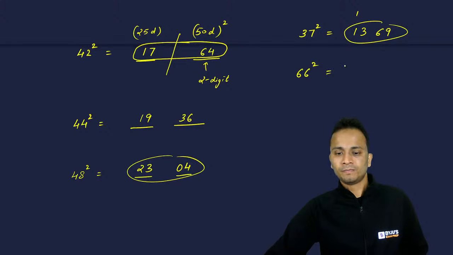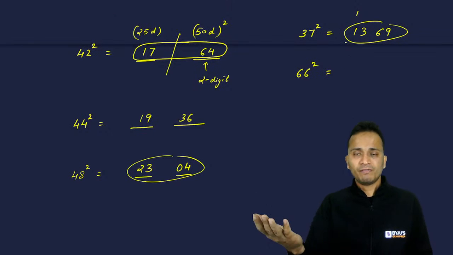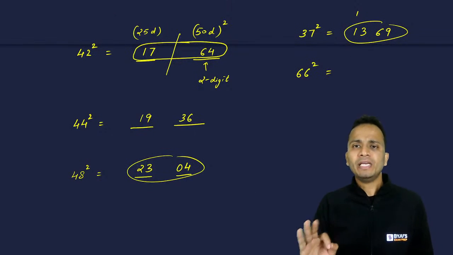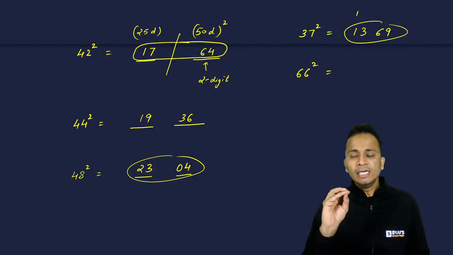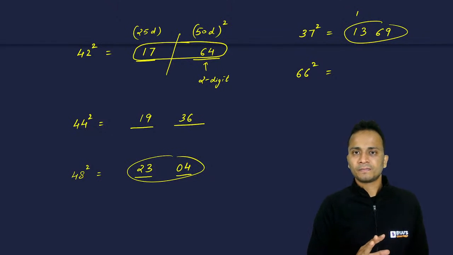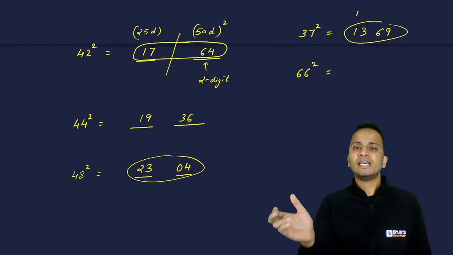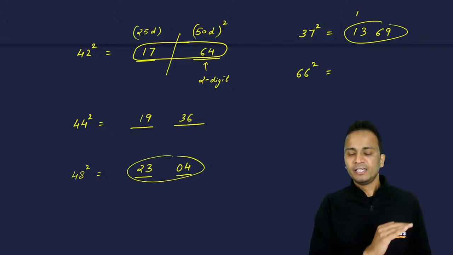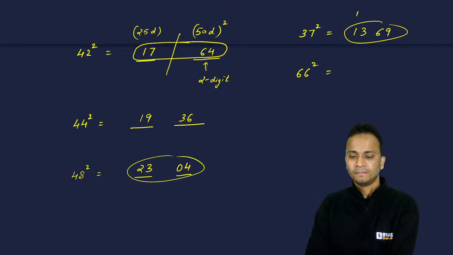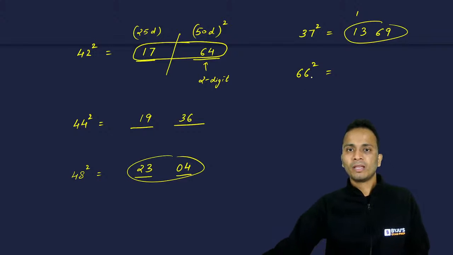66 square. Don't worry, this number is above 50. The same method will be applicable. Square of 66. I'll wait for a few seconds. The method is the same: look at the difference from 50 and then the difference from 25. Exactly the same method.